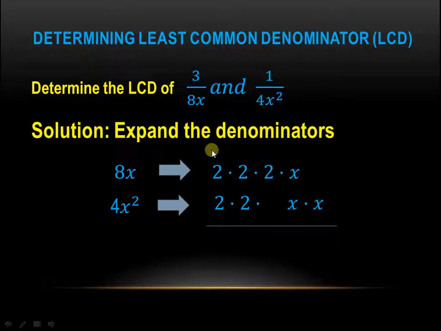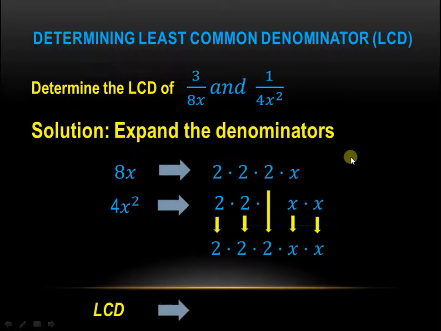Now here's what we're going to do. If there are pairs that are similar, all we need to do is to copy it one time. So this 2 we're going to copy one time, and if it doesn't have any pair, all we need to do is to just put it down. So the x also is a pair, so we're going to copy it one time and put down the x. So this will look like this. Therefore, our LCD will be the product of this, which is 8x squared.